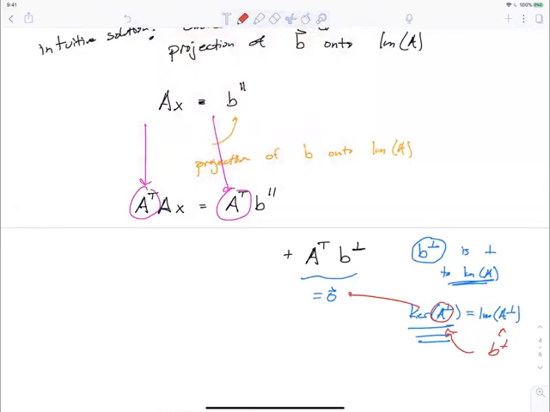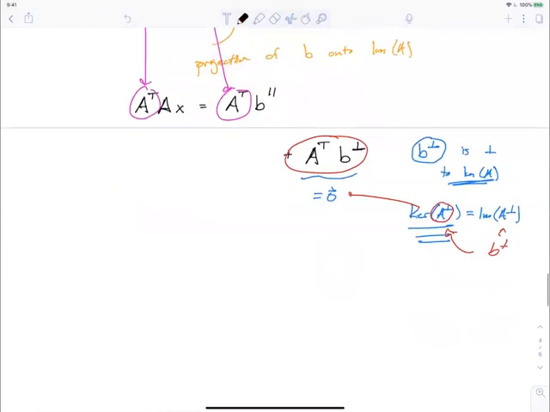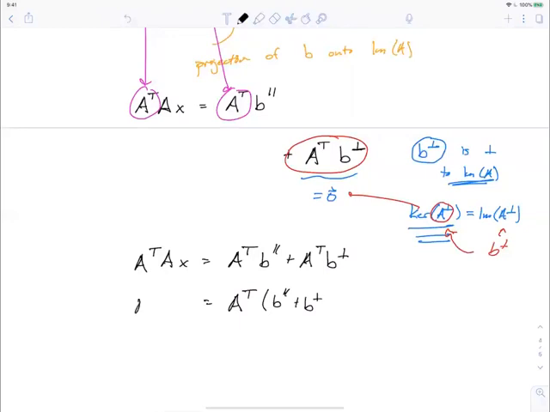So we're going to add 0 to both sides, but on one side, we're going to do it in this funny way: we're going to add A transpose B perpendicular. And now this is where the punchline comes from. On one side, we have A transpose AX, and on the other side, we have A transpose B parallel plus A transpose B perpendicular. Then we can factor out that A transpose, and on the right, we end up with A transpose B. So this is our punchline that we had. That's why it actually works.